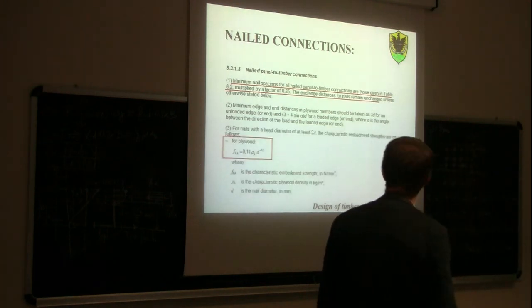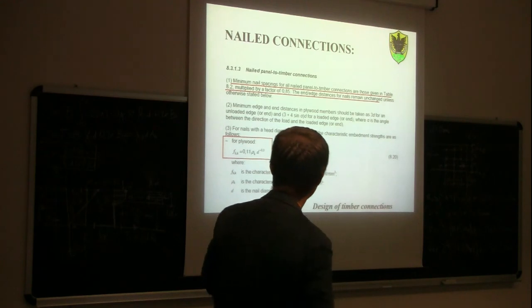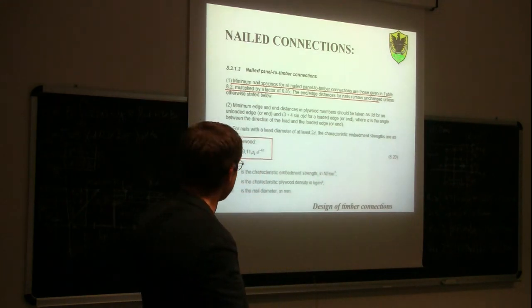For plywood, for example, the characteristic embedding strength is calculated with, again, a semi-empirical relationship: 0.11 times the characteristic density times the diameter to the power of minus 0.3.